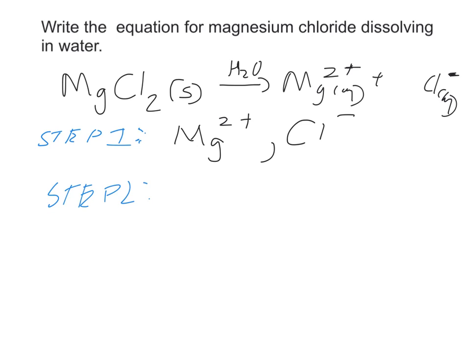Now step 3, I do my balancing. I have 1 magnesium here, so I need 1 magnesium here. I have 2 chlorines here, so I need 2 chlorides over there. And that's that. Chemistry's easy, life is hard.